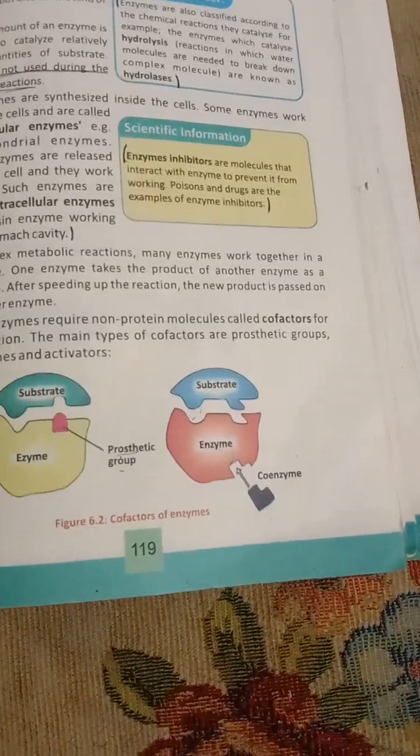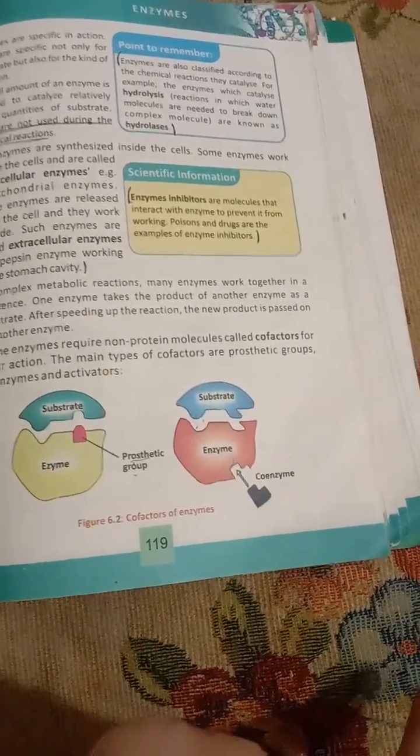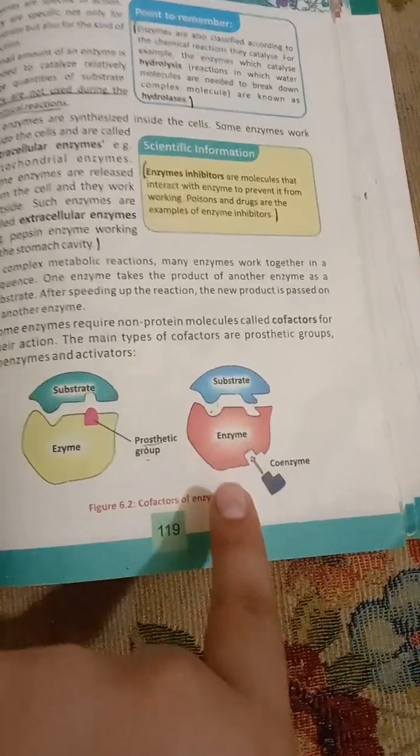Another diagram shows a coenzyme. A coenzyme has a temporary attachment, not permanently attached. So after the reaction, it detaches from the enzyme.